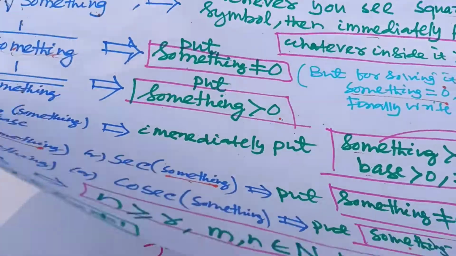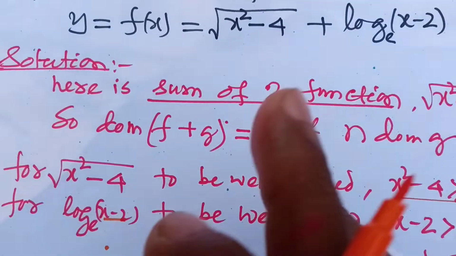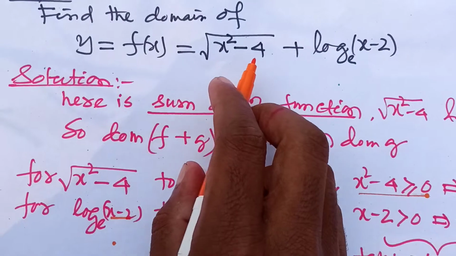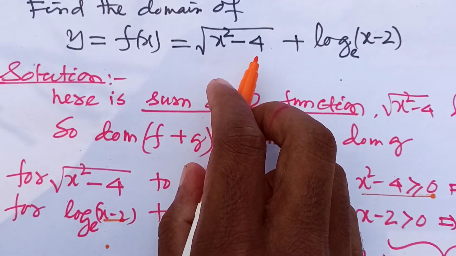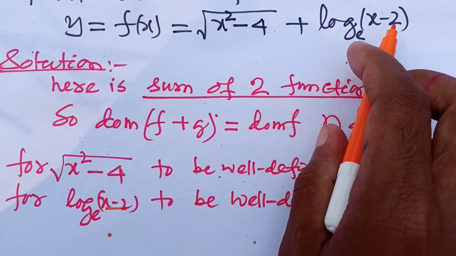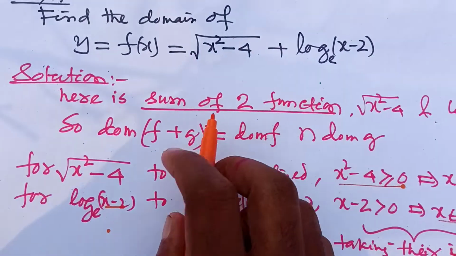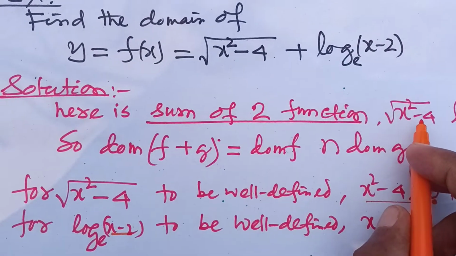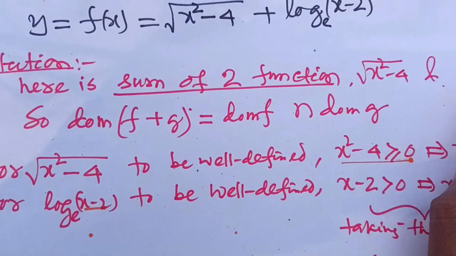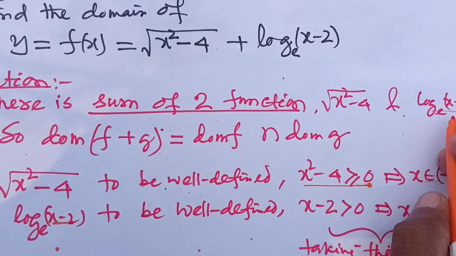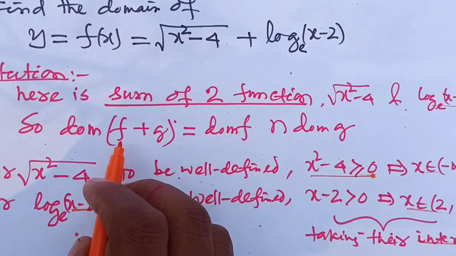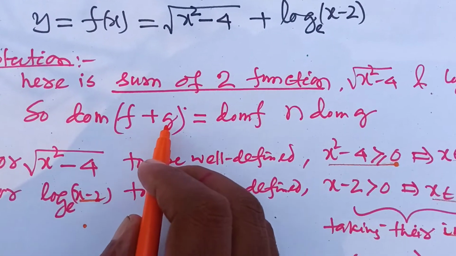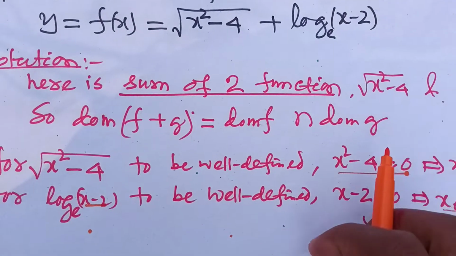Here is a question. You have to find the domain of the function given by y is equal to f of x is equal to the square root of x square minus 4, plus the logarithm of x minus 2 to the base e. So here it is the sum of two functions: the square root of x square minus 4, and the logarithm of x minus 2 to the base e. As we know, the domain of the sum of two functions is the intersection of the domains of the individual functions. That means the domain of f plus g is equal to the domain of f intersection the domain of g.